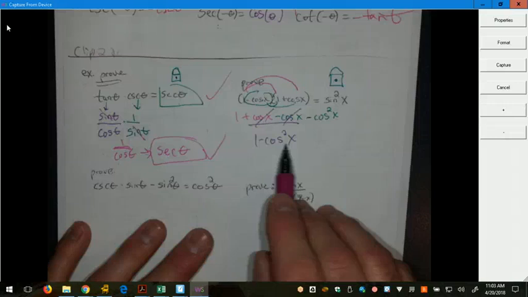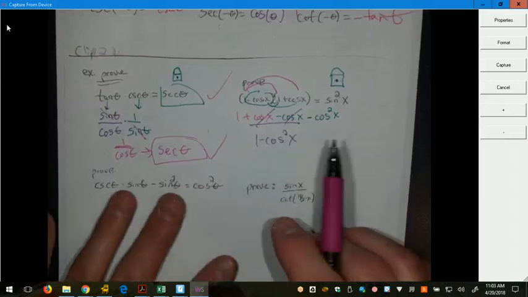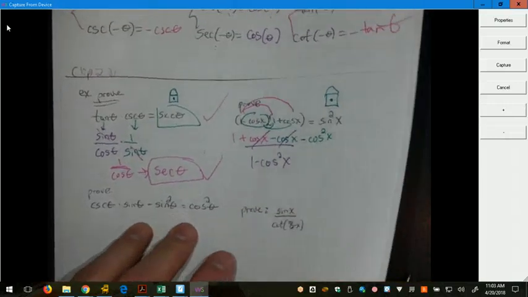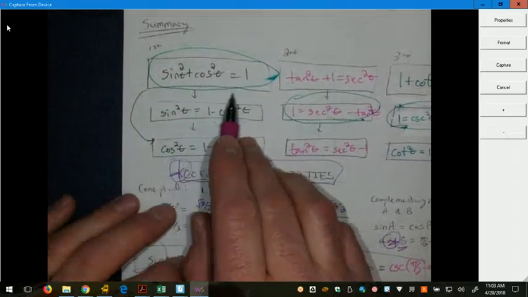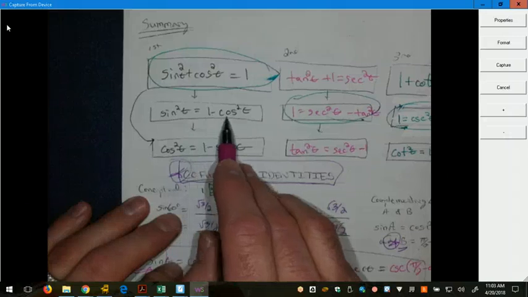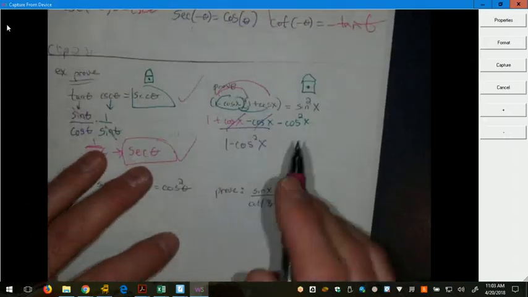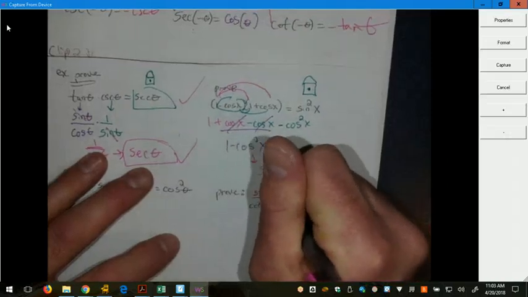Well, wait, isn't this a Pythagorean identity? Right now you might not be sure, so you're keeping these handy. I know it is. Let's flip back and see. Sine squared plus cosine squared equals 1 is the one I've memorized. Sine squared is 1 minus cosine squared. So when I have this, 1 minus cosine squared, that is sine squared.